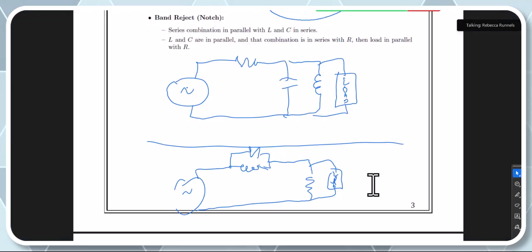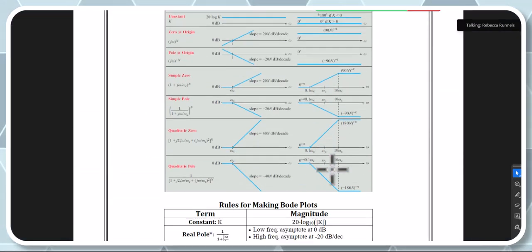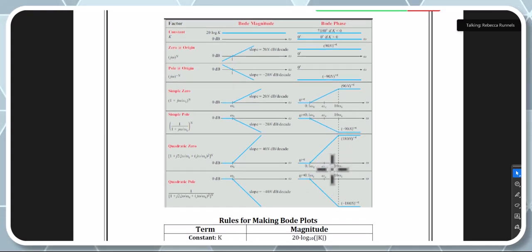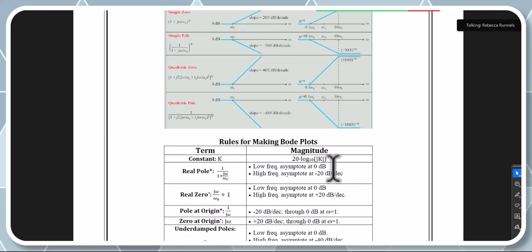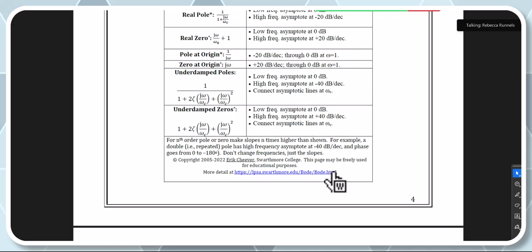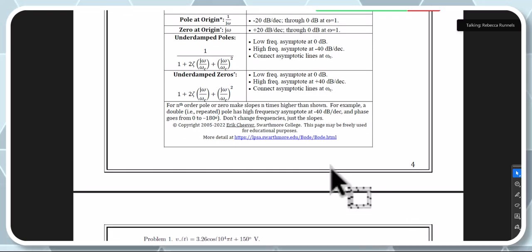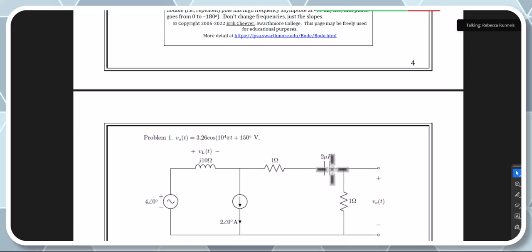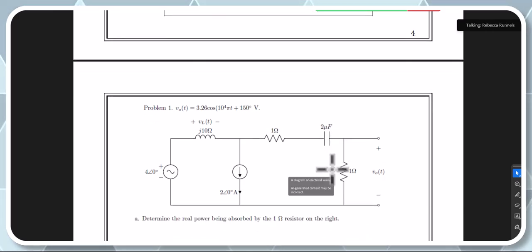Okay, and now I have Bode plots. I'll just talk about these when we do Bode plots. These are your rules for them, unless you have a factual question on something. And if not, I can take any questions on these kinds of concepts before I just jump into the problems. Yes.